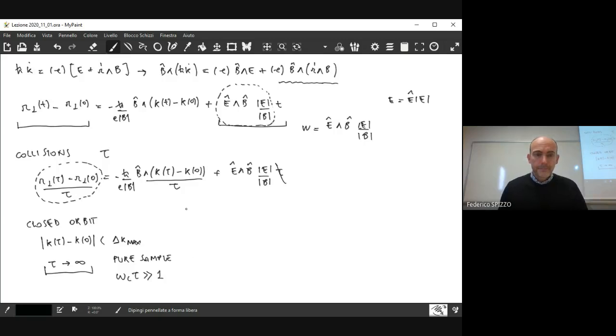So in this condition, if you consider this fraction, at the denominator, you have the relaxation time. At the numerator, you have delta k. Since delta k is bounded because we have this condition here, if the relaxation time goes to infinity, then this term here can be neglected. So in the case of closed orbits, this term can be considered to be nearly equal to 0. So we have that the average velocity is equal to W, so to the drift velocity.